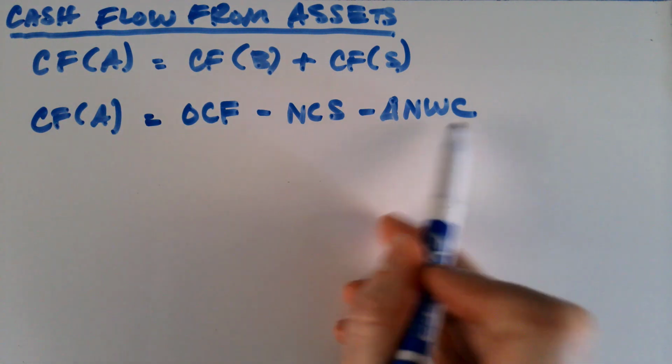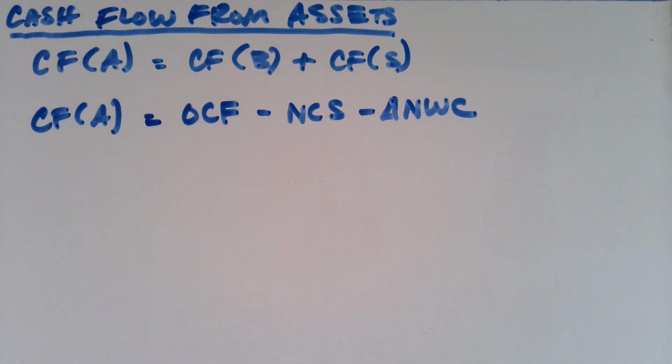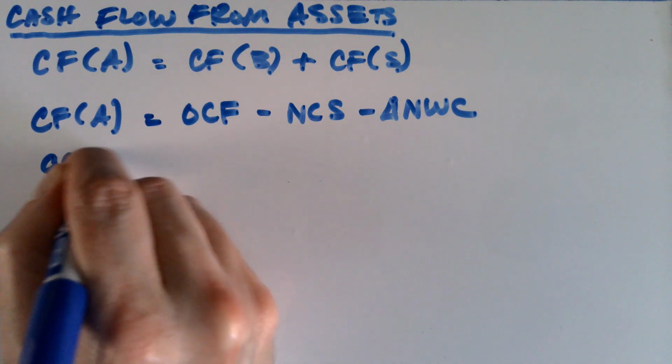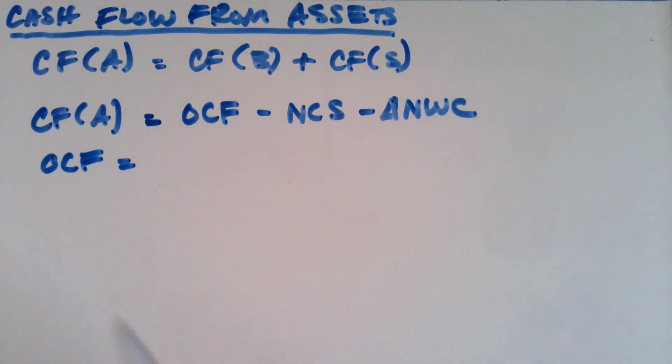And so this is the change in net working capital. So what do these independent pieces mean? Well, let's talk about operating cash flow. And keep in mind, in finance, we are concerned about cash flows. And in finance, we do not consider interest to be an operating cash flow. This is one of the major differences between finance and accounting.